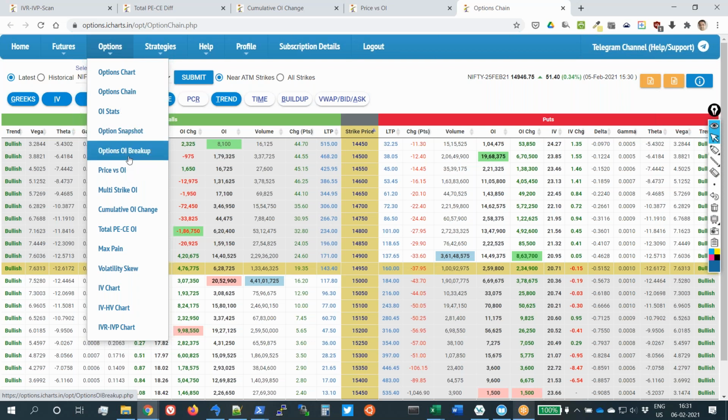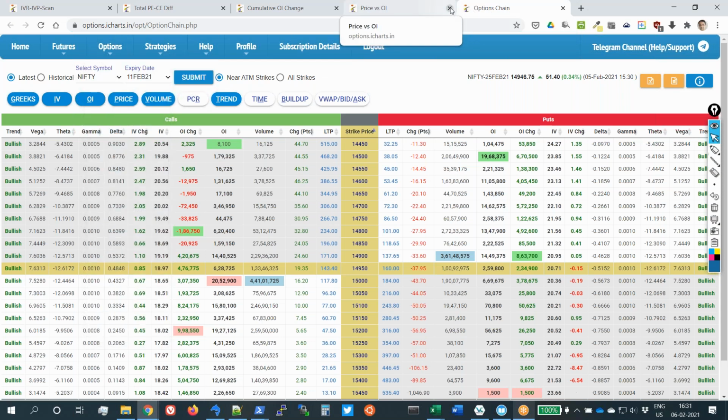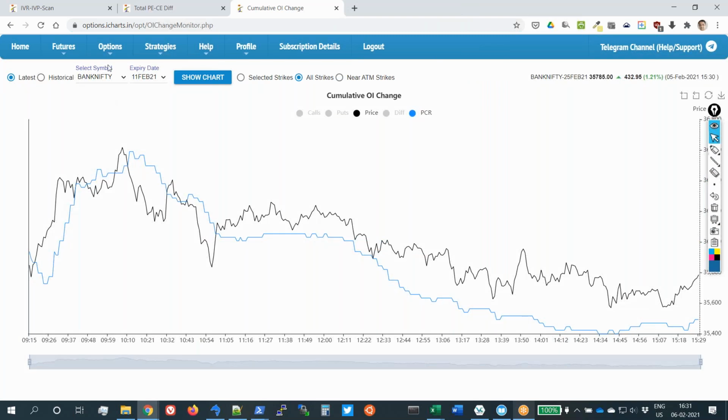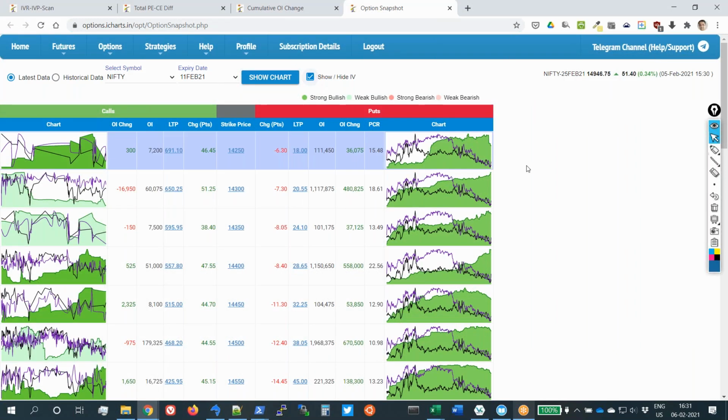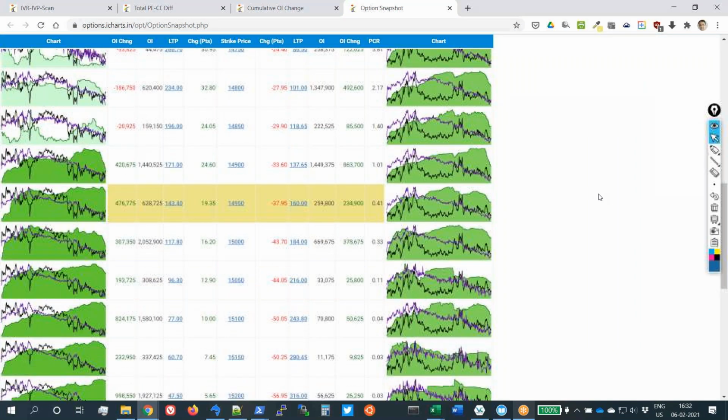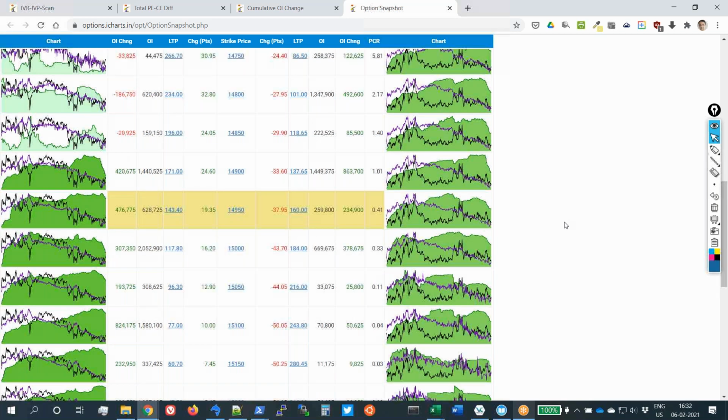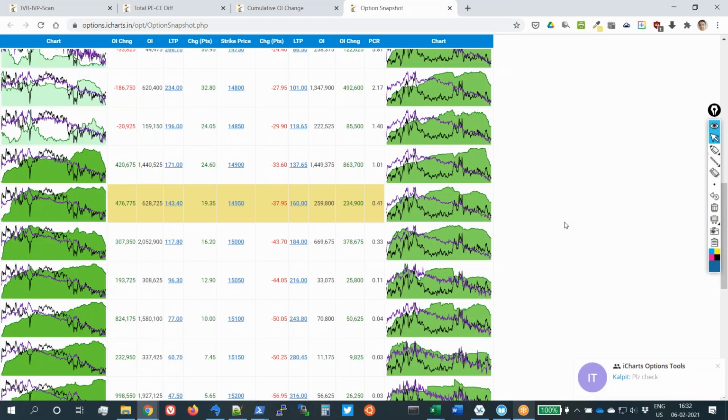OI snapshot, OI breakup is again similar. Quickly go through the OI snapshot. This is currently the only place where we are showing an IV line. So if you quickly want to take a look at what is happening with the IVs, you can take a look at this tool. You can keep this open.